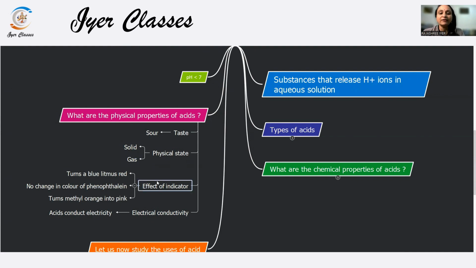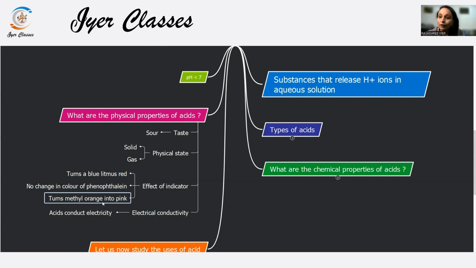Then we will talk about the effect of indicators. It turns blue litmus red. There is no color change in phenolphthalein solution. It turns methyl orange pink. These are the effects of the indicators. The indicators will indicate whether this is an acid or a base. If blue litmus turns red, it is an acid. If there is no change in the color of the phenolphthalein solution, it may be an acid, but it's not a sure indication.